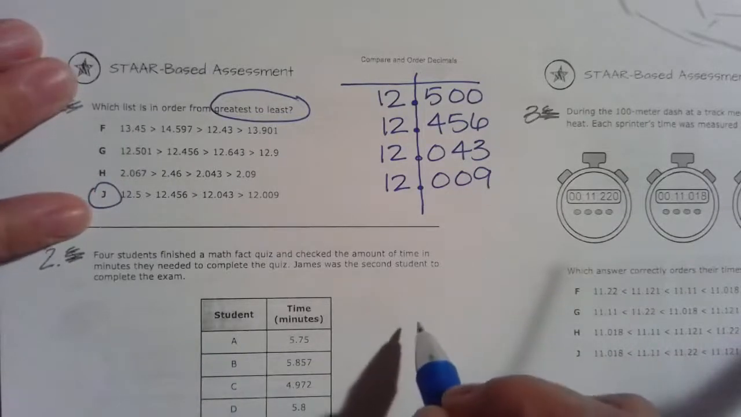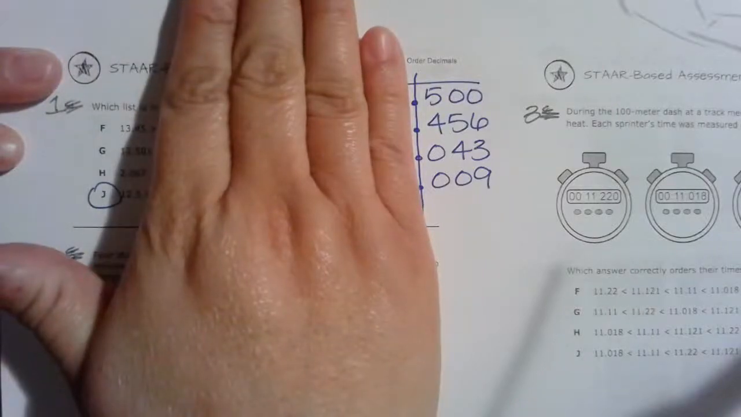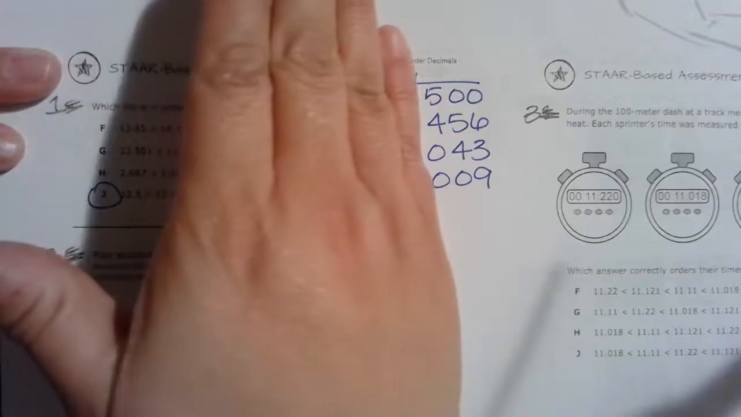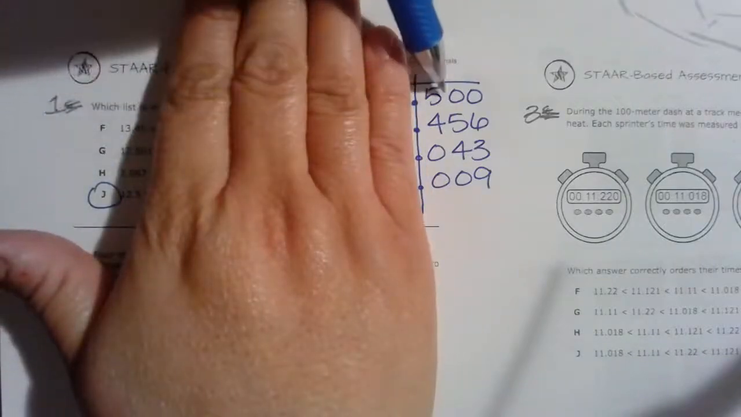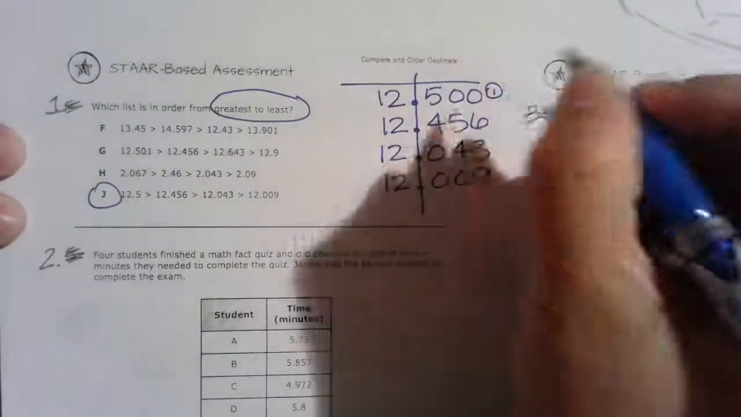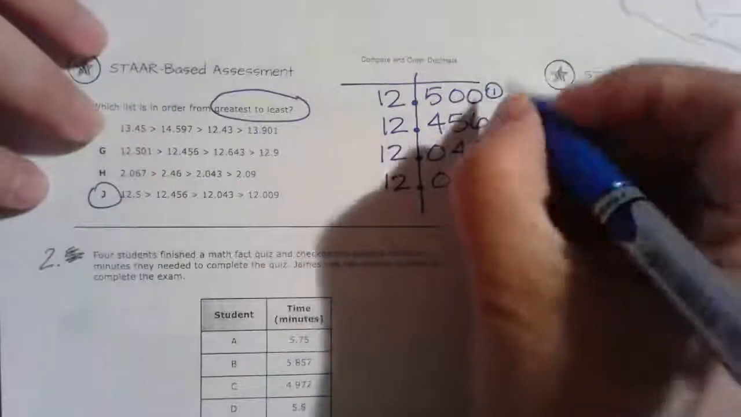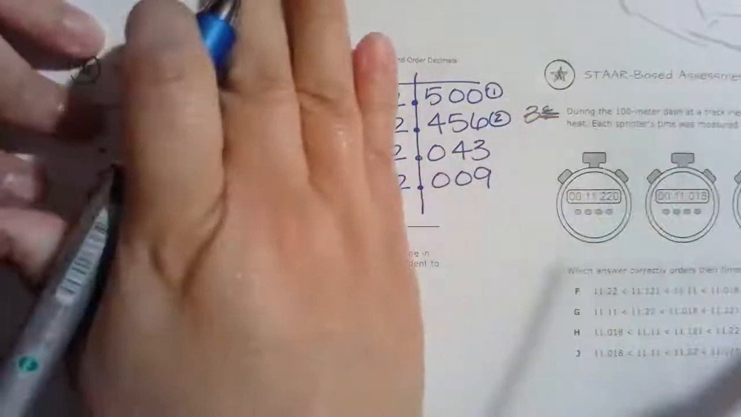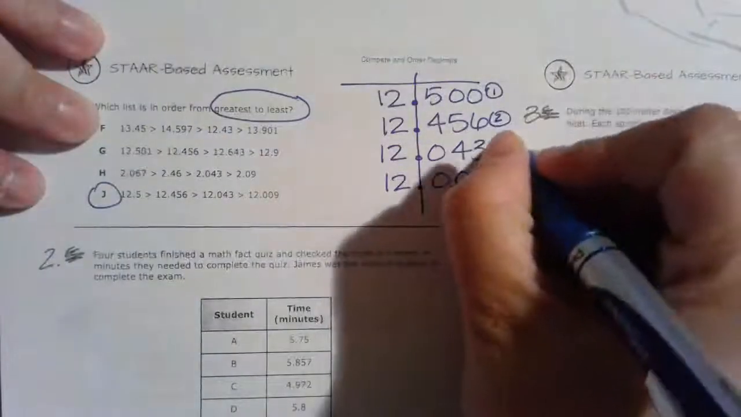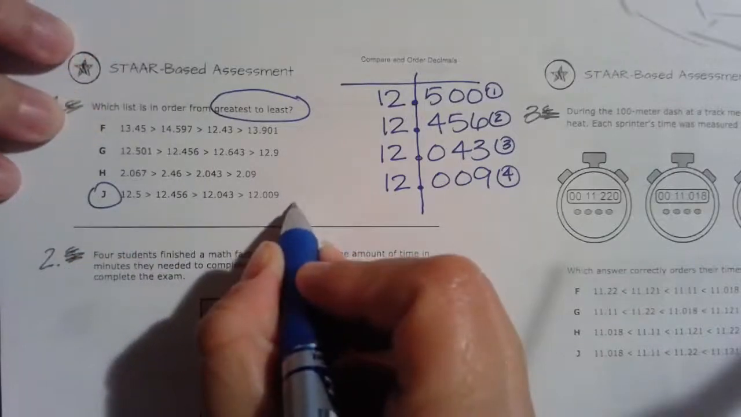So if we look at this, we can tell that all of them have 12s in the whole number side. On the other side, we have the digits up to the thousandths place. And so since we want greatest, we can tell that 500 is the greatest one. So that should be first. After the 500, it's going to be 456. And then, of course, it would be 43 and then 9. So that's why J is showing them in the correct order.